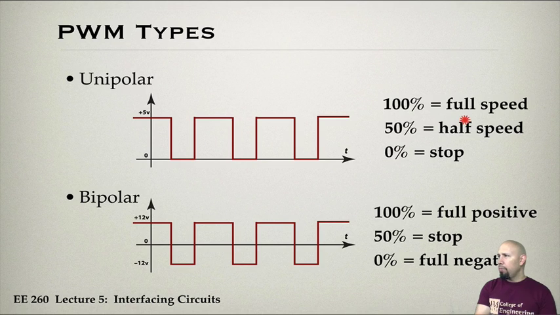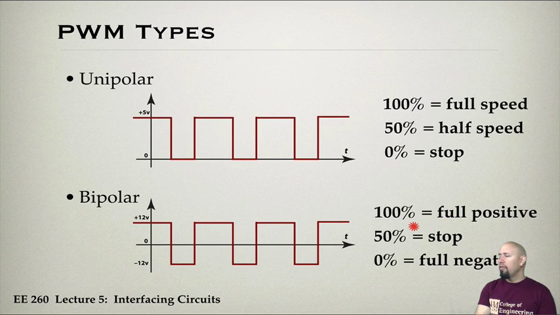So in the unipolar pulse width modulation, 100% basically corresponds to full speed on that motor. Or if we're talking about lighting an LED, it's 100% light. If you do 50% pulse width modulation, 50% duty cycle would correspond to half speed for a motor, and 0% would correspond to a stop. So the unipolar is nice because the Arduino does it directly, but bipolar is also another good way of going.